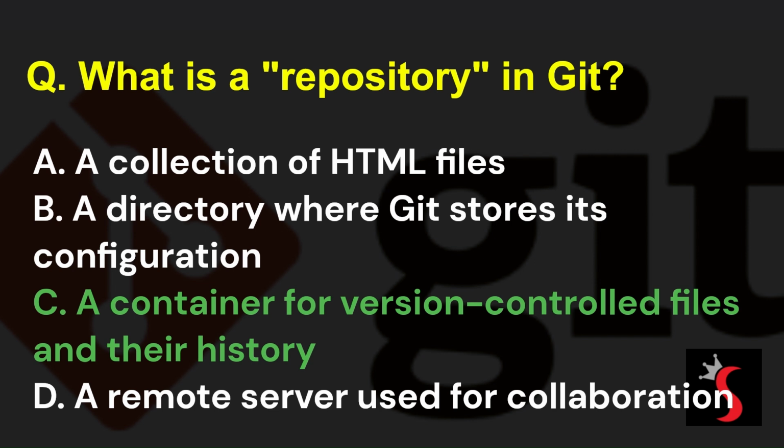And correct answer is option C. A container for version-controlled files and their history. A repository is the most basic element of GitHub. It's a place where you can store your code, your files, and each file's revision history. Repositories can have multiple collaborators and can be either public or private.